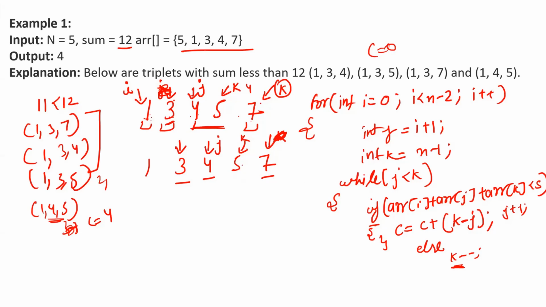So what do we have? Decrement the value of k. So k will be pointing to this one now. But again, the condition j less than k is not true. So we'll be coming out of the while loop now.